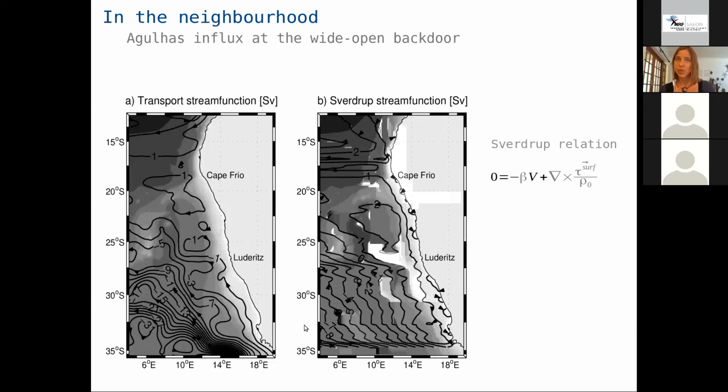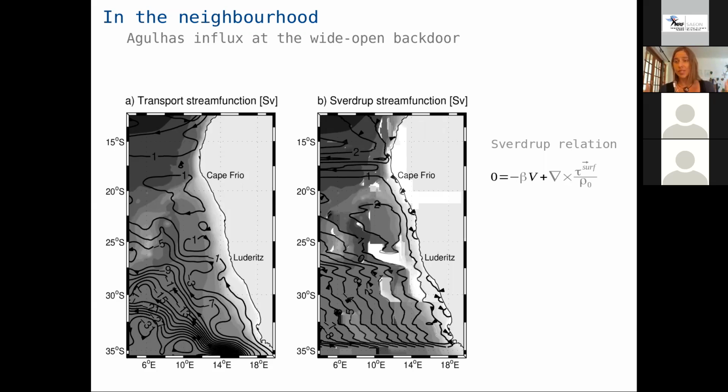Okay, so on the right, we have the theory, and on the left, we have the model results. Note that in the northern Benguela, the Sverdrup relationship and the theory holds really well. Okay, so what we can say is that in the northern Benguela, the large-scale flow is driven purely by the wind stress and the change of Coriolis with latitude.